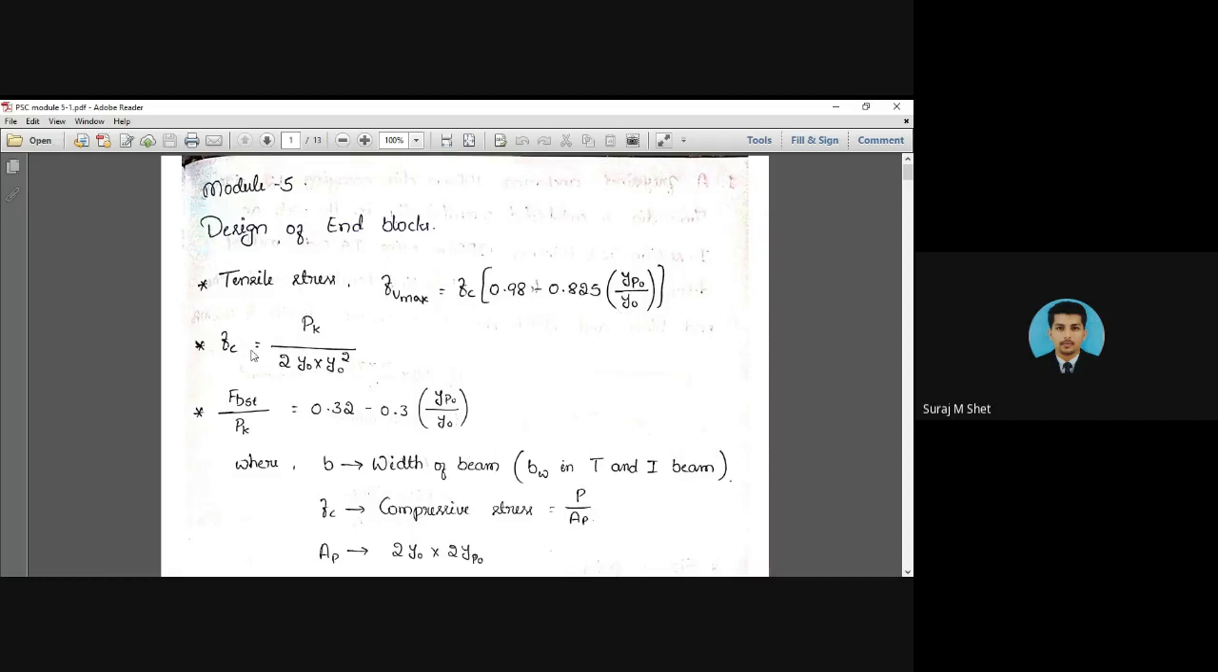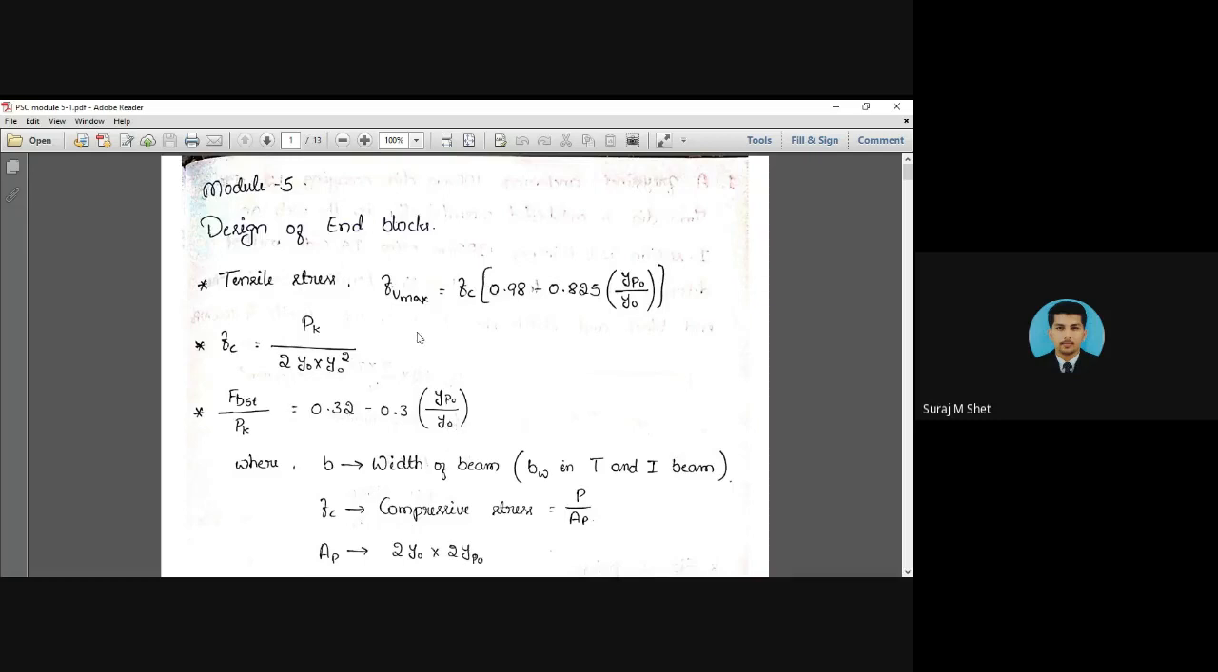And fc is equal to pk divided by 2 times of y naught into y naught square. This is the formula to calculate fc. Fc is nothing but compressive stress. The formula to calculate the compressive stress is pk divided by 2 times of y naught into y naught square. And the ratio of f bst, the bursting stress: f bst divided by pk is equal to 0.32 minus 0.3 yp naught divided by y naught.